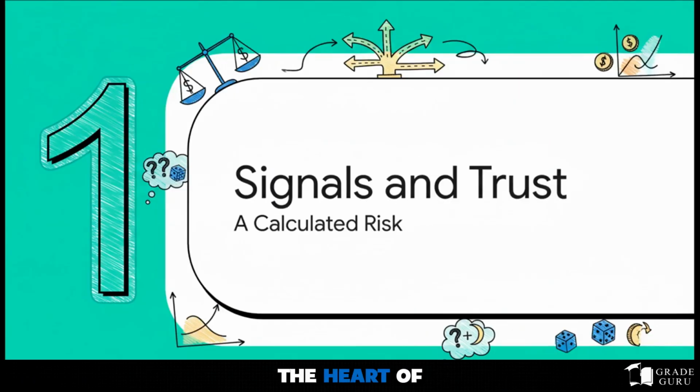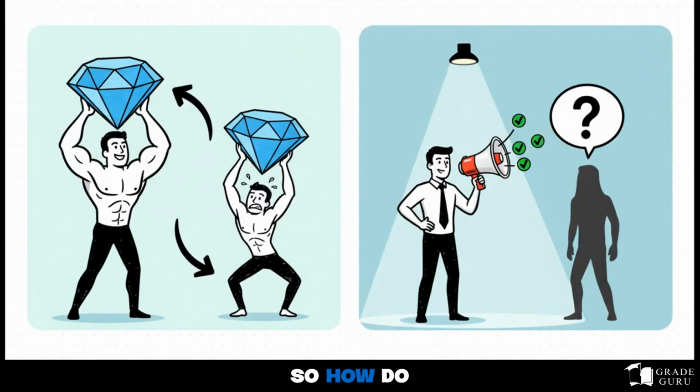So what's at the heart of all this stuff? It really boils down to one core problem: asymmetric information. That's just a fancy way of saying one person in a deal knows a lot more than the other. And that gap in knowledge creates a huge trust issue. So how do you solve that? How do you bridge that trust gap? With signals. But for a signal to actually be believable, it has to follow two key principles.